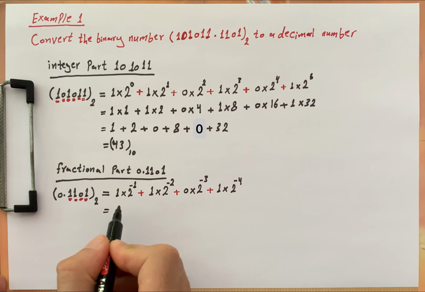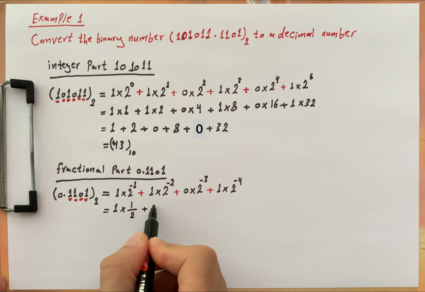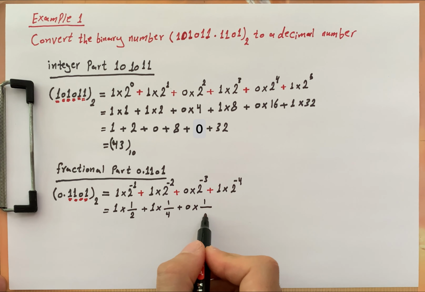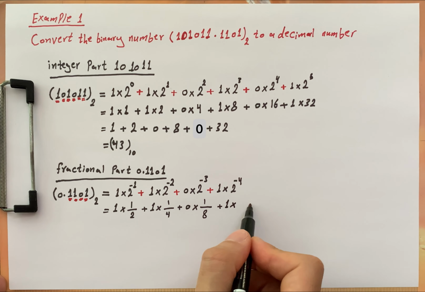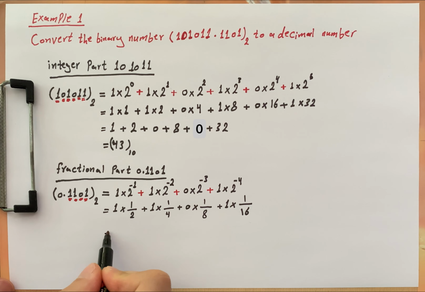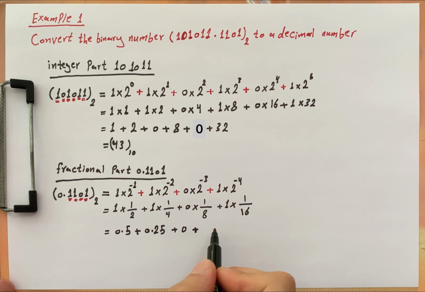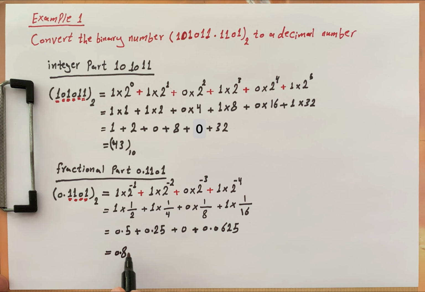This is equal to 1 times 1 over 2 plus 1 times 1 over 4 plus 0 times 1 over 8 plus 1 times 1 over 16, equal to 0.5 plus 0.25 plus 0 plus 0.0625, equal to 0.8125.